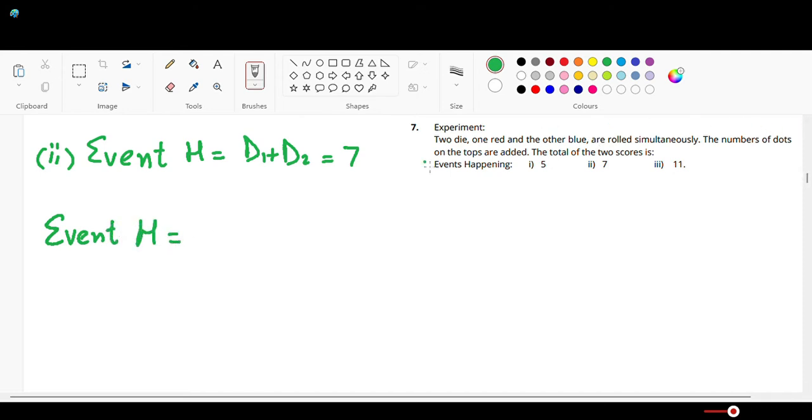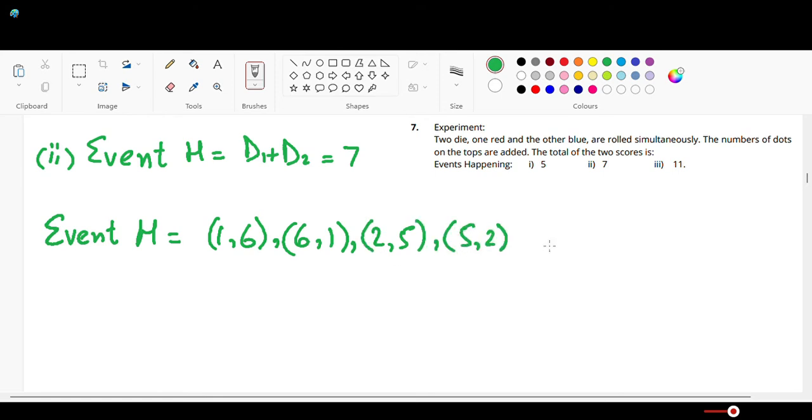Without even going to the sample space, just thinking about it in my head, I can tell, and so should you be able to, that 1 and 6 is a possibility because 1 and 6 can sum up to 7. 6 and 1, obviously the opposite of it, will also sum up to 7, right? 2 and 5 will also sum up to 7. 5 and 2 will also sum up to 7. 3 and 4 will also sum up to 7, and lastly we have 4 and 3.